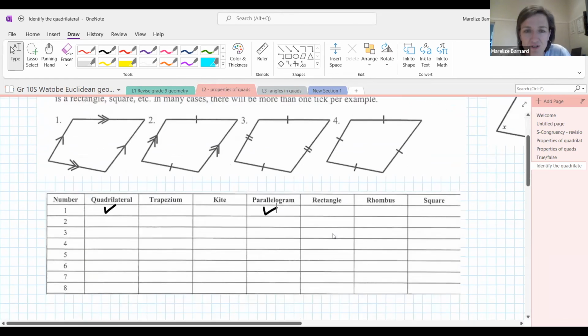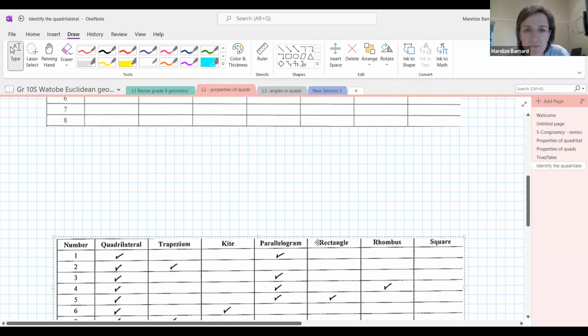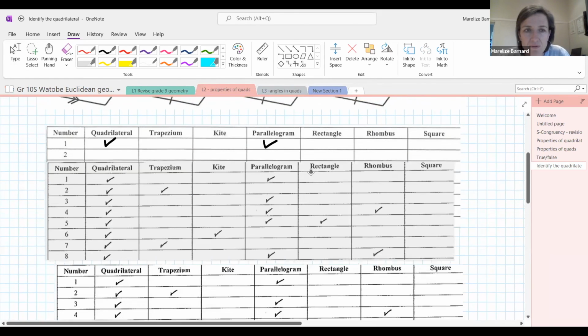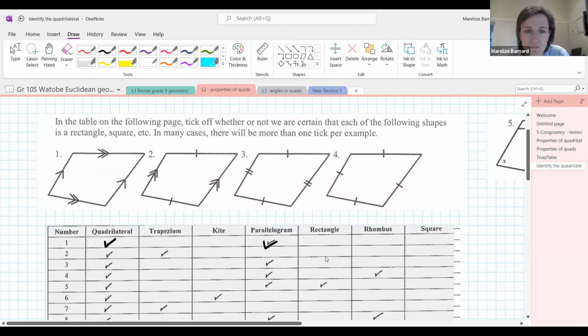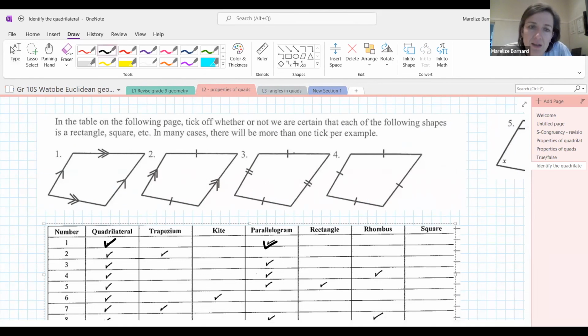Okay, right, let's look at the answers. Number 2 is a trapezium. Why is it a trapezium? Because it has 1 pair of opposite sides parallel. For question 3, it could be a parallelogram because the opposite sides are equal. So for 3, you should have ticked quadrilateral and parallelogram.